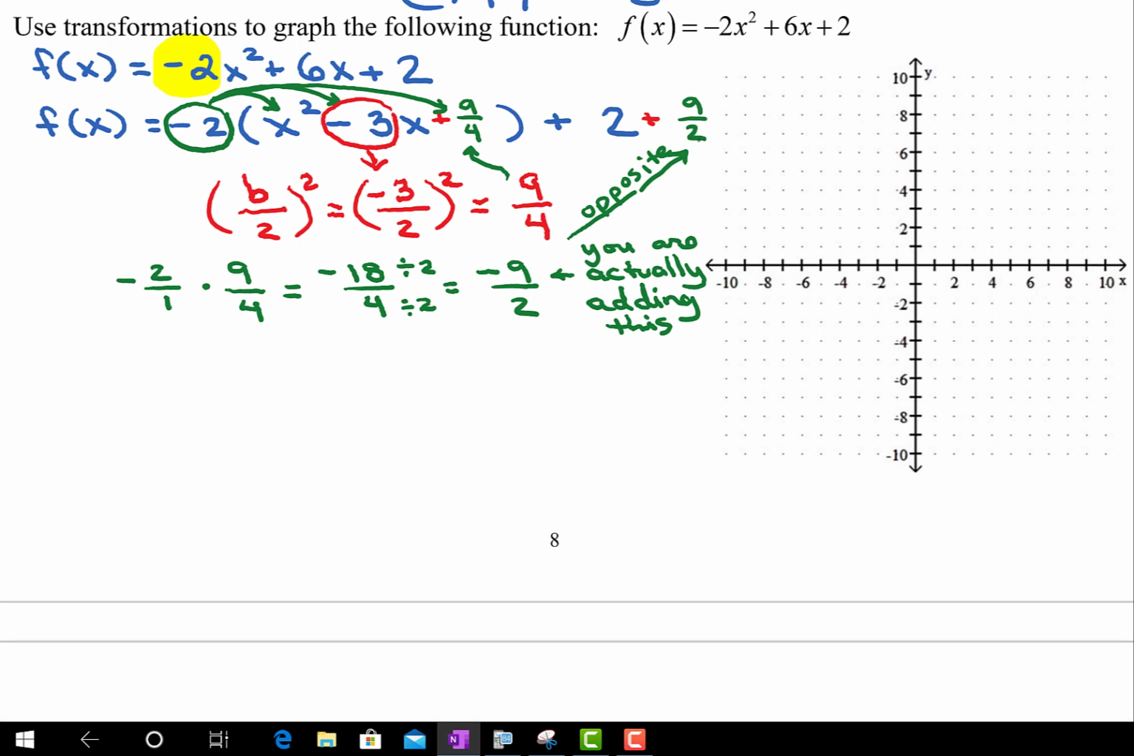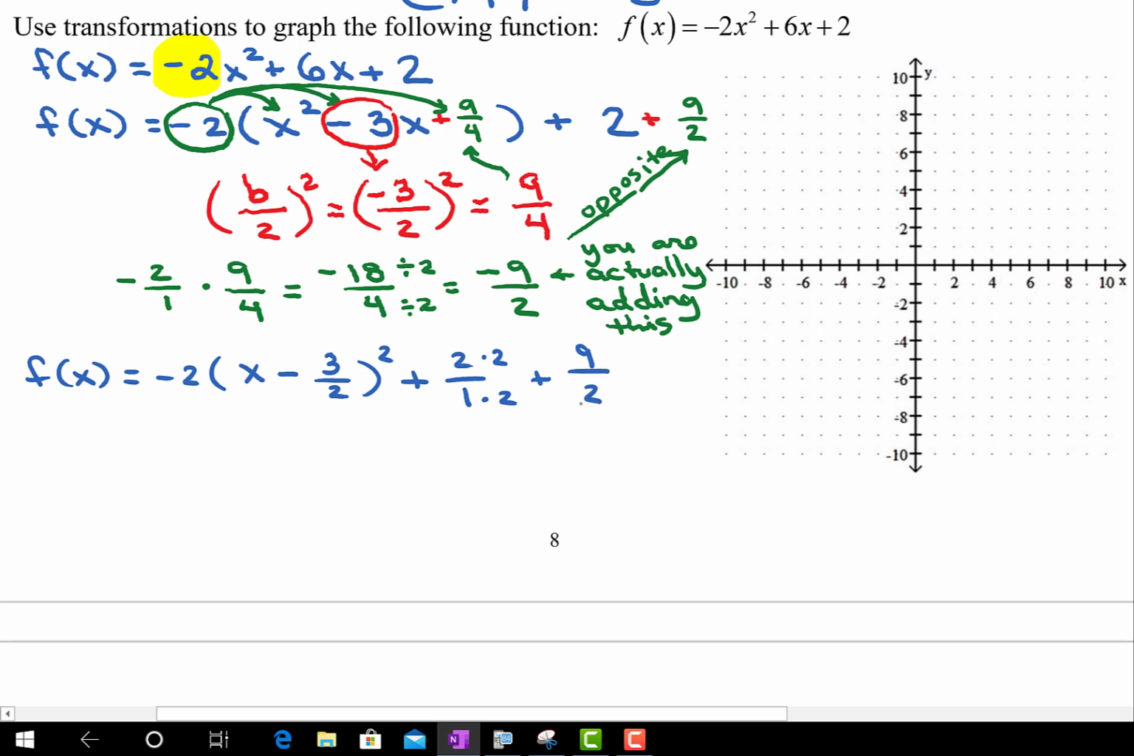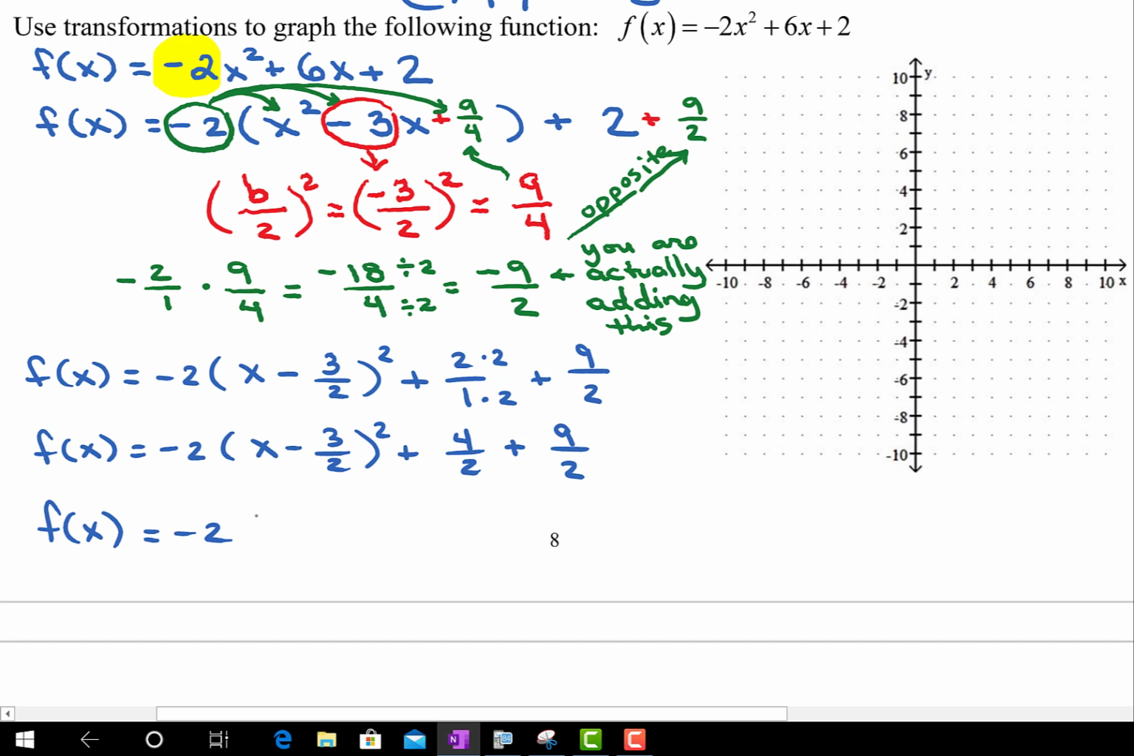See, now this will make sure it looks like I'm adding a 0, since these two things will cancel out with each other. Okay, now we can factor that trinomial. It's going to give me x minus 3/2 quantity squared, because we turned it into a perfect square trinomial. And then plus, I'm going to multiply by 2 in numerator and denominator to get a common denominator to add these numbers together at the end. So it'll be negative 2 times x minus 3/2 quantity squared plus 4/2 plus 9/2. 4/2 plus 9/2 is going to give me 13/2.